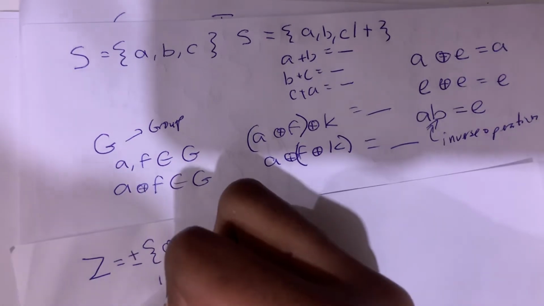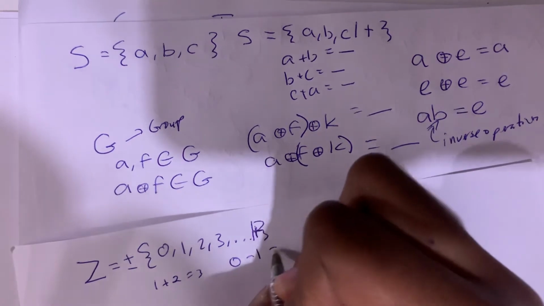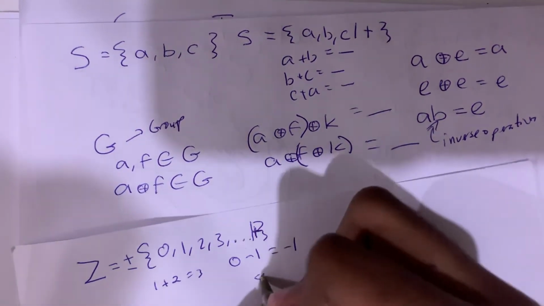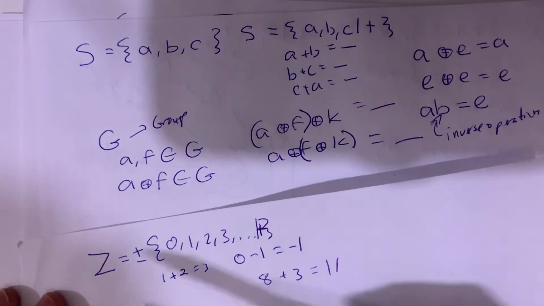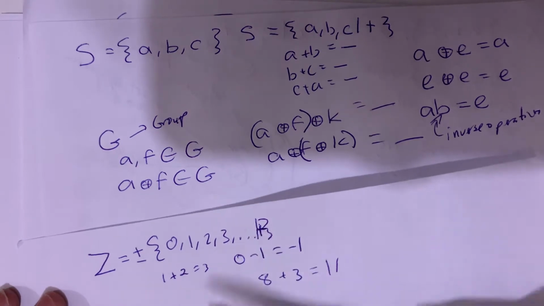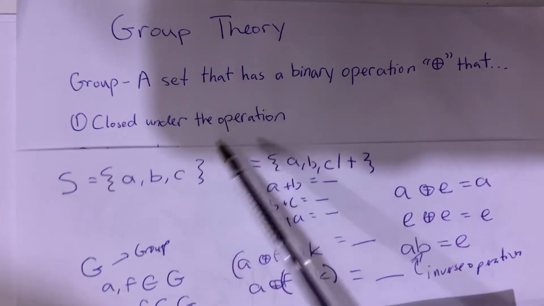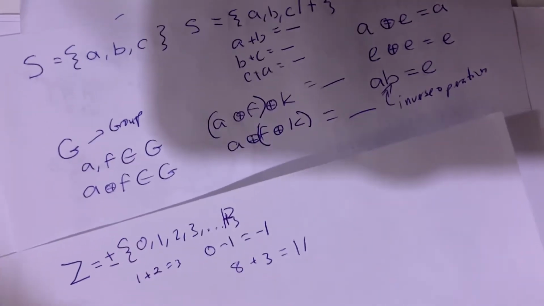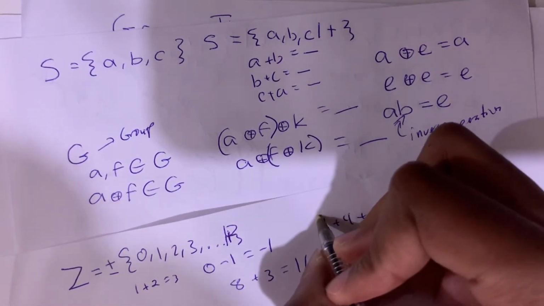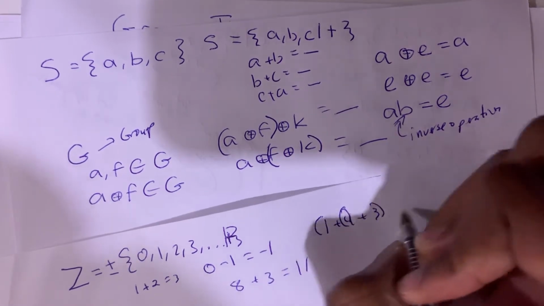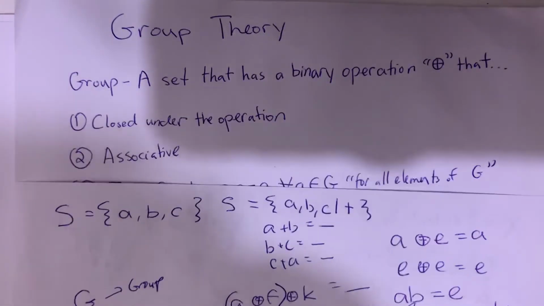Well, 1 plus 2 equals 3, and 3 is an integer. 0 minus 1 equals minus 1, which is an integer. 8 plus 3 is 11, which is an integer. If we take any of these elements and add it to any of the other elements, we will get a member of the set. So yes, it is indeed closed under the operation. Is it associative? Well, say you have 1 plus 4 plus 3. It doesn't matter if I evaluate 1 plus 4 or 4 plus 3 first, we will get the same answer, that being 8. So it is indeed associative.